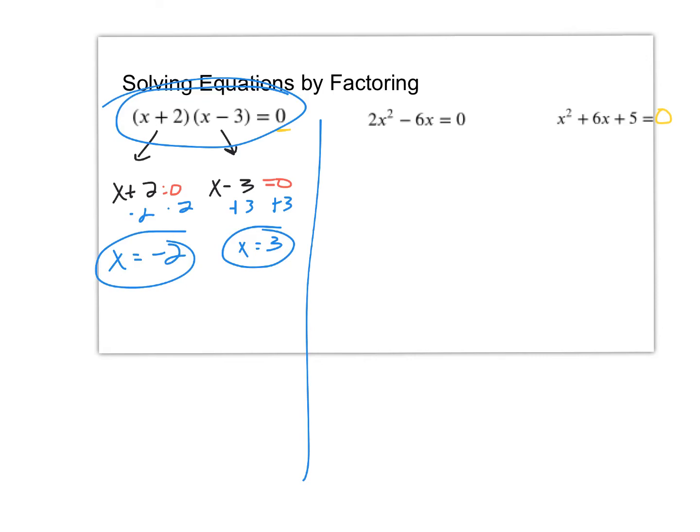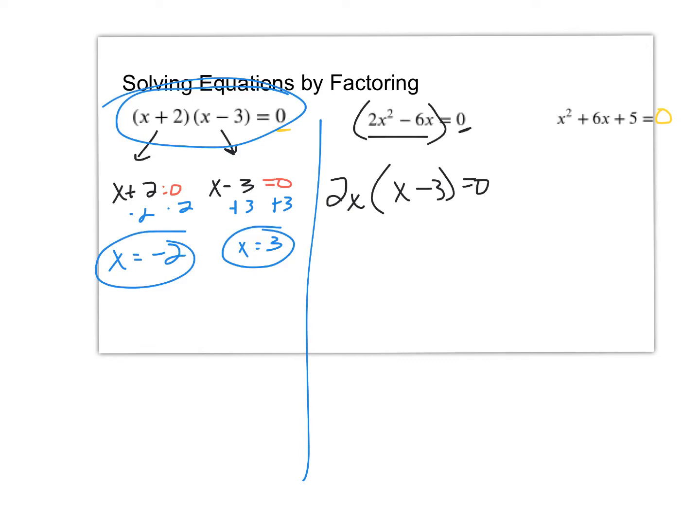First things first. Again, remember, does one side of the equation equal to 0? The answer is yes. Step 2, factor. Now remember, anytime you're factoring, the first thing you always look for is GCF. So from these pieces, I can take out 2x, leaving me x minus 3 is equal to 0.